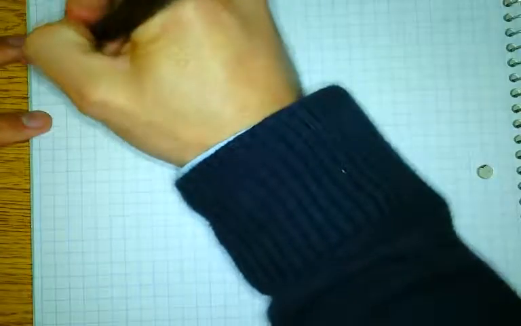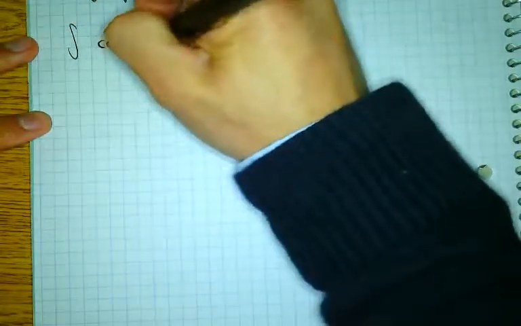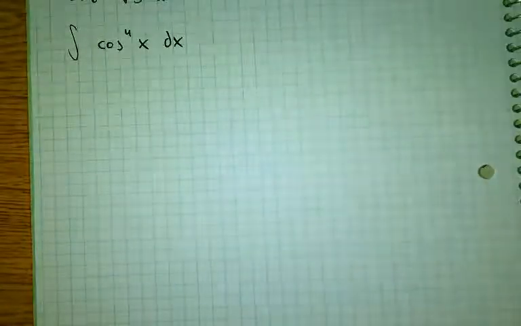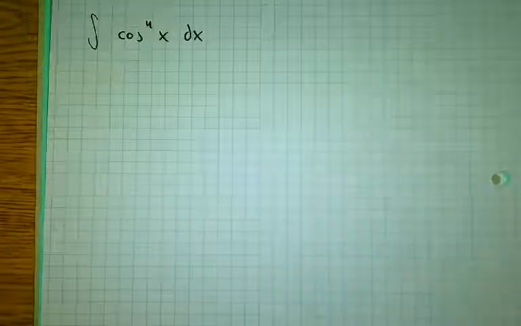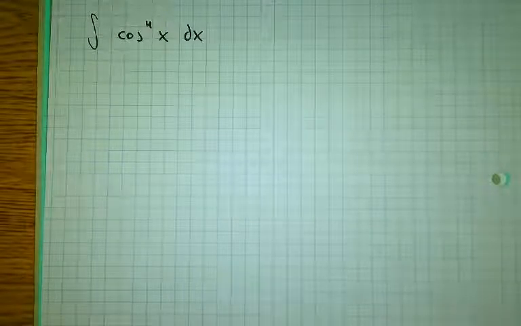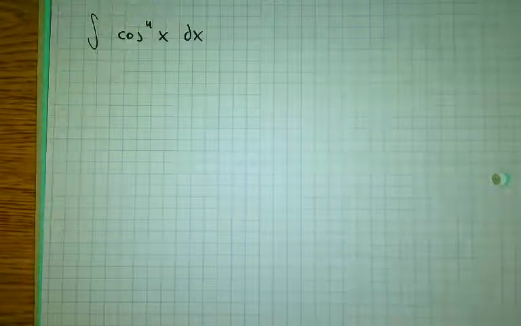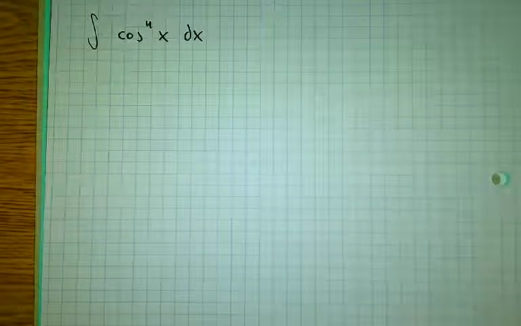So let's say that we have something like the integral of cosine to the 4th power of x dx, completely by itself. Cool? All right, so this is where that third rule comes in and helps you out. It says that if you have even powers, you are going to use the power reducing identities. Okay?